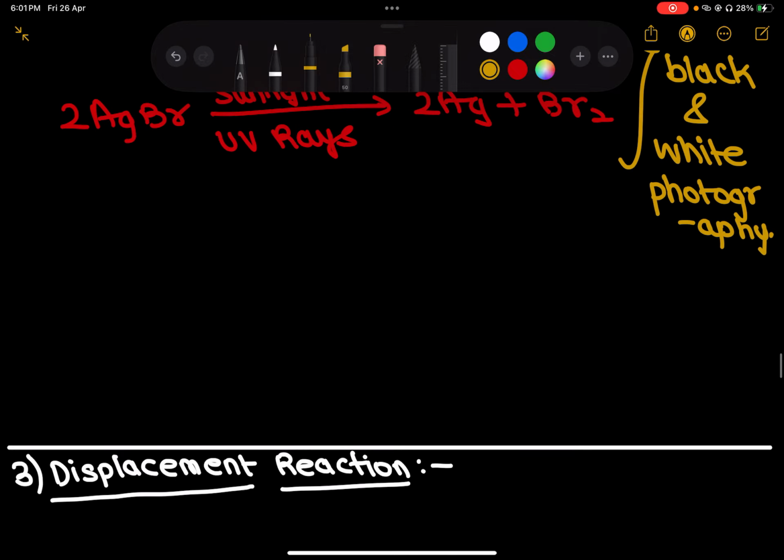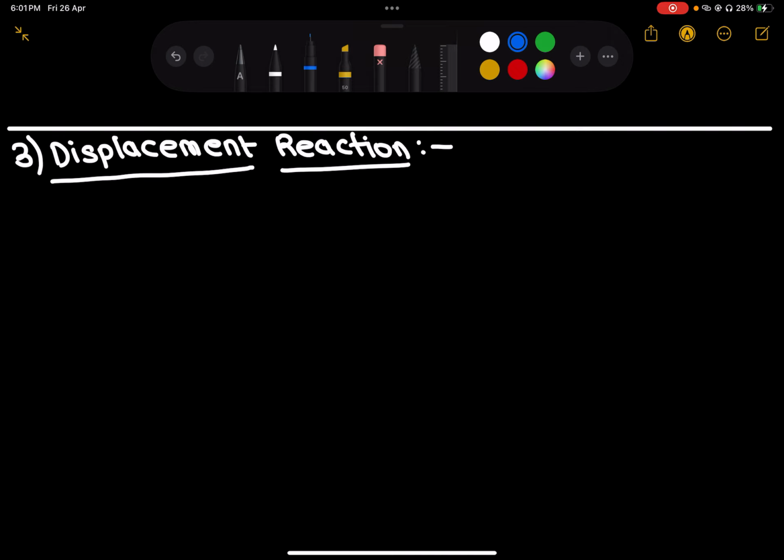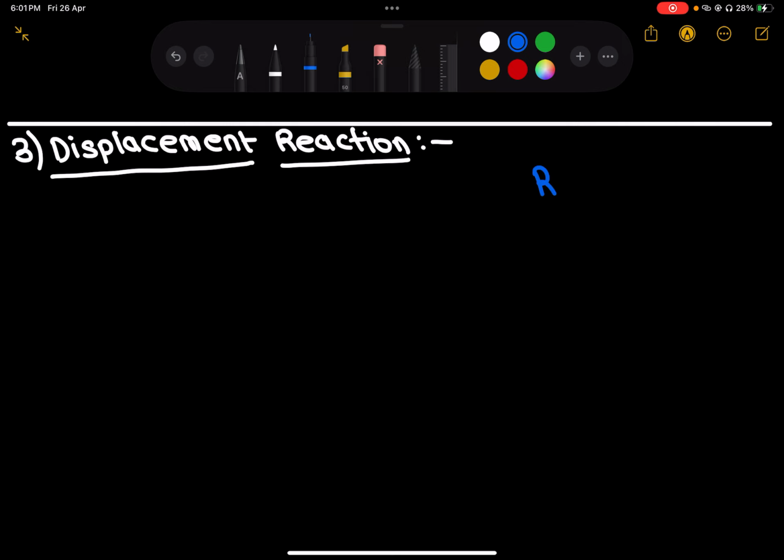Okay, moving on. The next type of reaction we have is the displacement reaction. Now, for displacement reaction, first of all, we have to learn the reactivity series. Now, what exactly is the reactivity series? Each metal has its own reactivity, right? So some metals are more reactive than the other. So a series has been formed in order to make sure that you remember it. I'll give you the series itself.